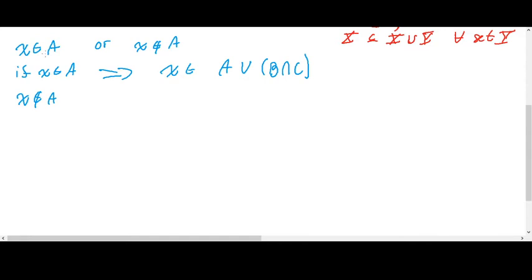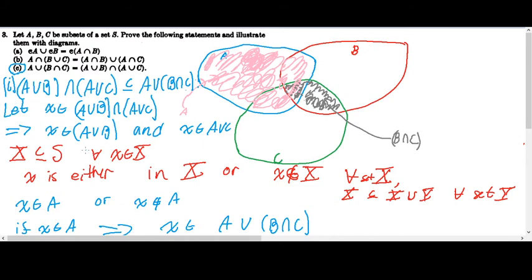So if x is not in A, then that implies that x is in B and x is in C. And why can I say this? Because if x is not in A, then look at this. Since x must be in A union B and x must be in A union C, then if x is not in A in this first half, then x must be in B, because it must be in A union B. And if x is not in A in this second half, then x must be in C, since it must be in both of these sets, A union B and A union C.